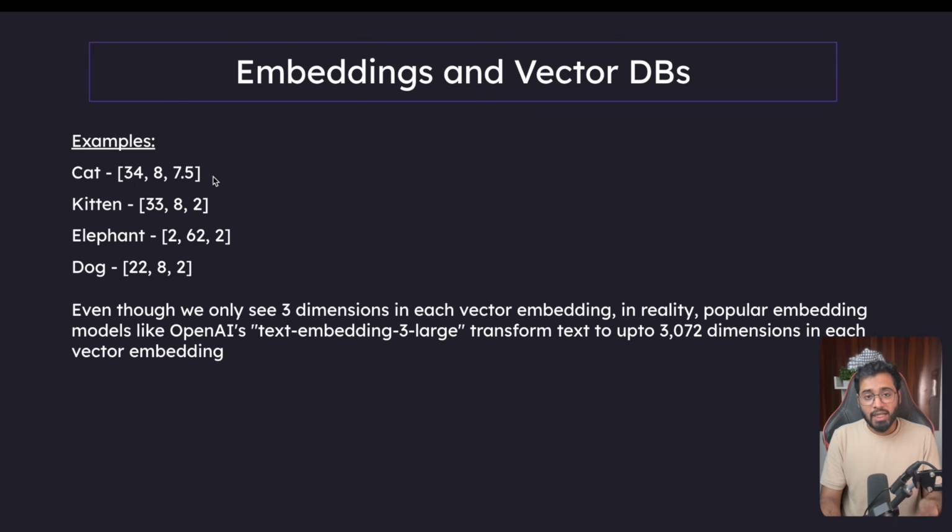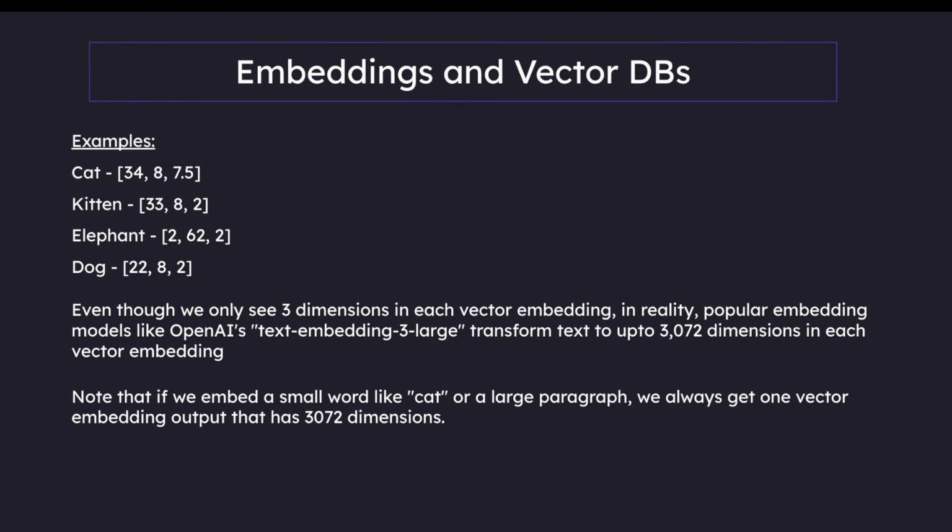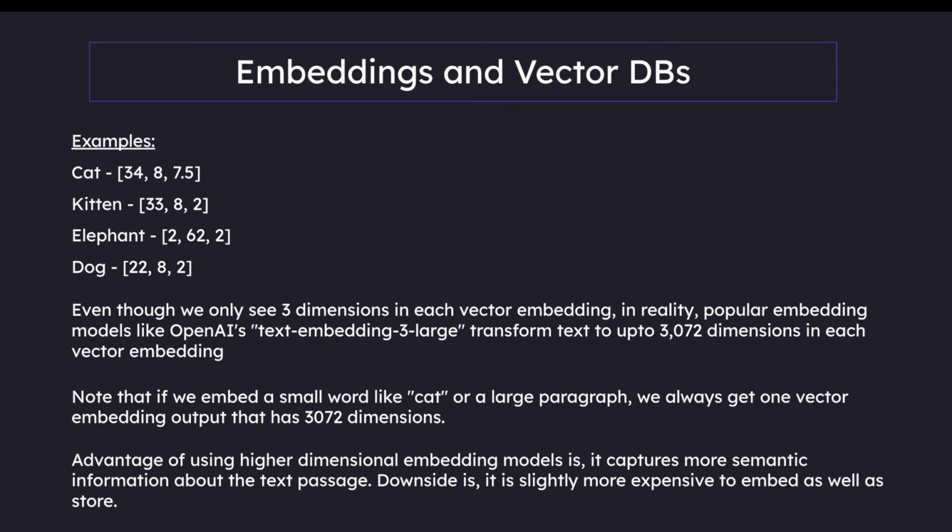So right here we have X, Y and Z, but if we use cat and ask this particular model to convert it into a vector embedding, this list of numbers, these dimensions, is called a vector embedding. And this vector embedding is going to have 3072 dimensions. That is a crazy amount of information packed in. Note that if we embed a small word like cat or a large paragraph, we always get one vector embedding output that has 3072 dimensions. The advantage of using higher dimensional embedding models is that they capture more semantic information about a text passage. The downside is that it is slightly more expensive to embed as well as store.